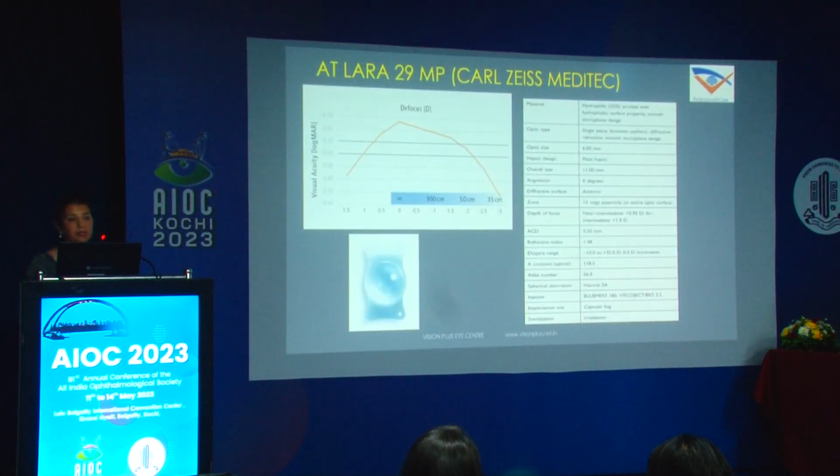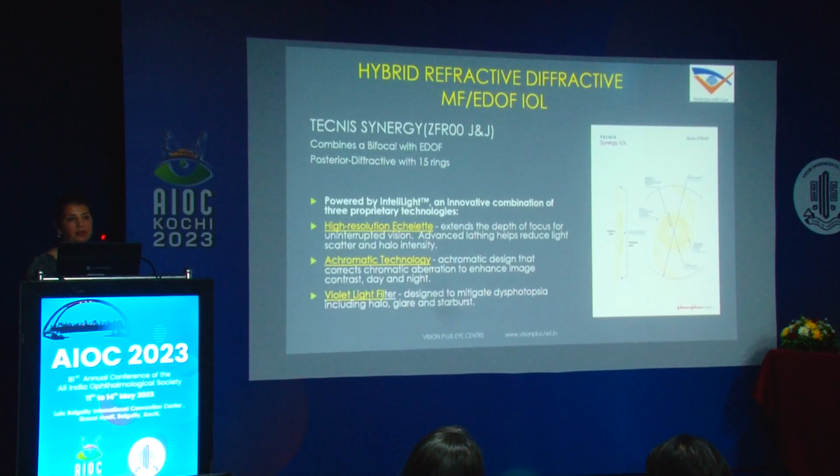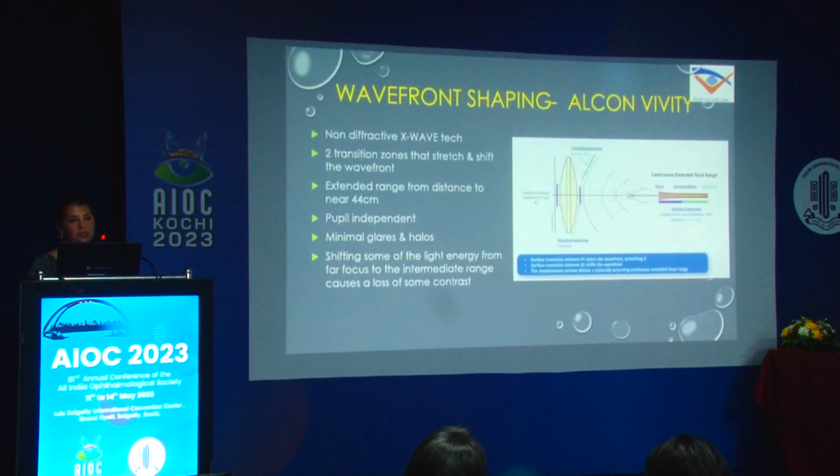The AT Lara from Carl Zeiss, again, it's a plate haptic lens, and it does have diffractive rings, 15 of them. So although these are considered EDOF, they're actually multifocal lenses which give you good distance and intermediate and a little bit of near vision. Now the Technis Synergy is actually a combination of a bifocal with an EDOF lens. Again, it gives very good vision at different distances, but it is a diffractive lens, so it does come with a little bit of glare and halos, though it's much reduced as compared to the bifocal lenses.